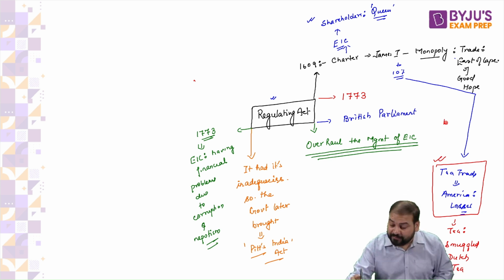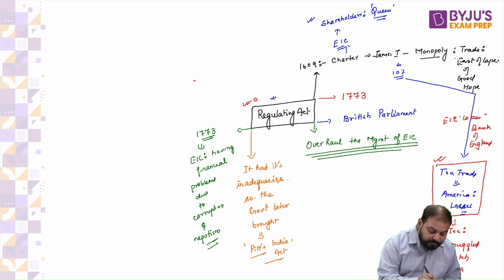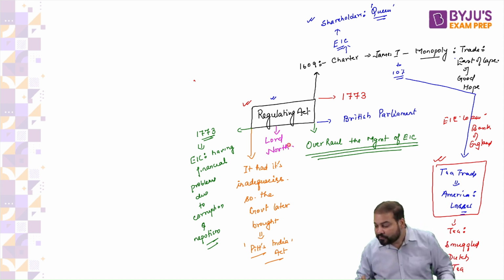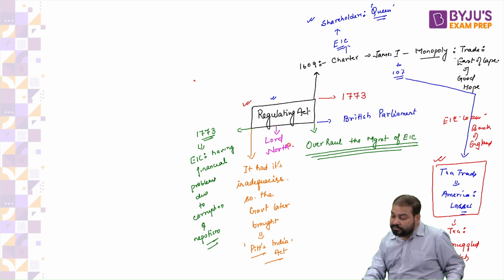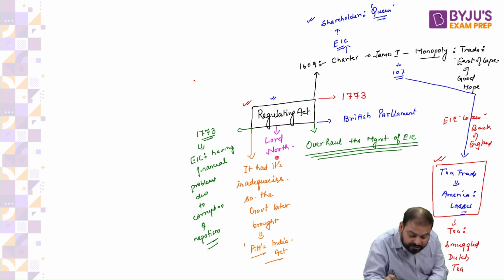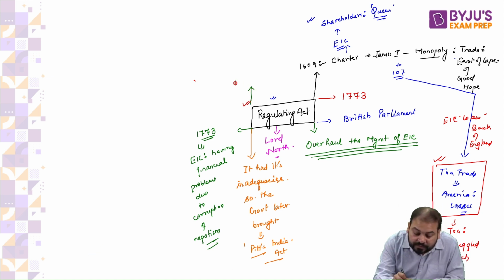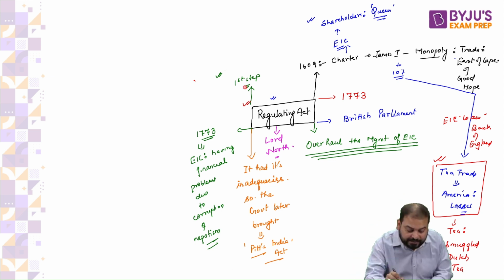EIC was having, for example, loans from the Bank of England. So everyone, because of all this, the Regulating Act was brought by the government of, I'll write here, the Prime Minister, Lord North. This was brought by Prime Minister Lord North. Overall, I must say, this is the first step by which the EIC's functioning was interfered with by the government in those days.